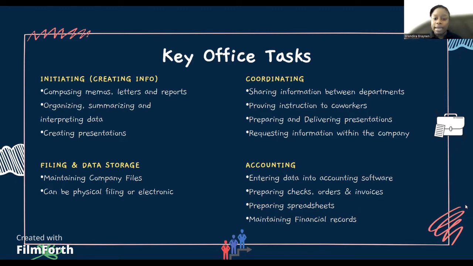We have things like coordinating. There's somebody who is making sure information is being shared between departments, someone who is giving instructions, someone who is preparing and giving presentations and requesting information. Then there's somebody that's going to be filing and making sure data is being stored. So maintaining company files, physical filing of actual records. There's somebody entering data into accounting software, preparing things like checks and taking in invoices, sending out invoices. All of these things are key to a properly running office.